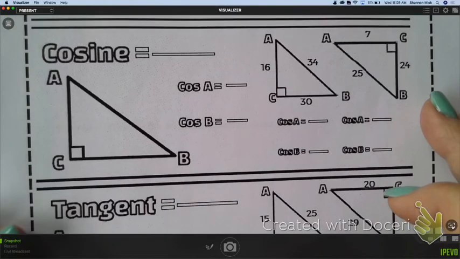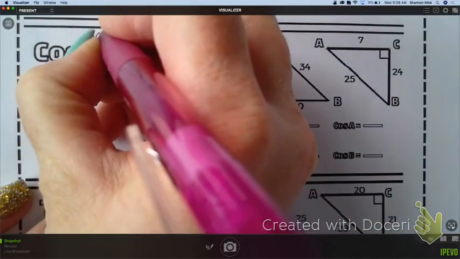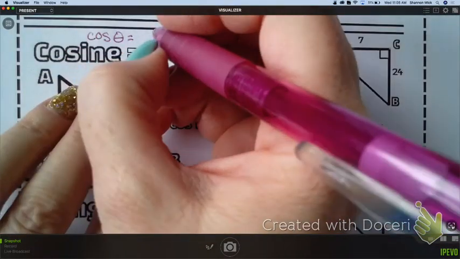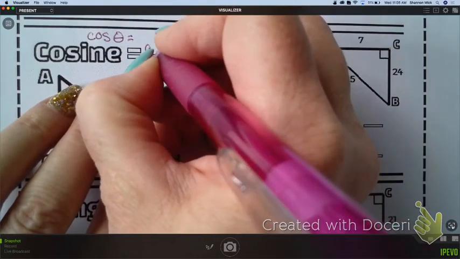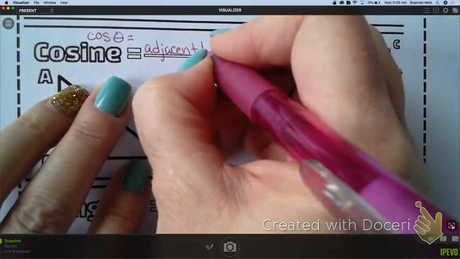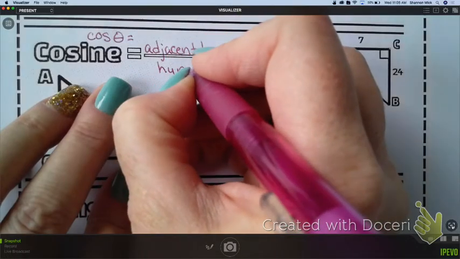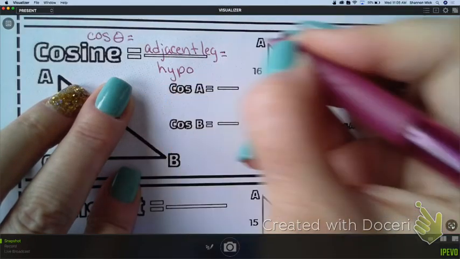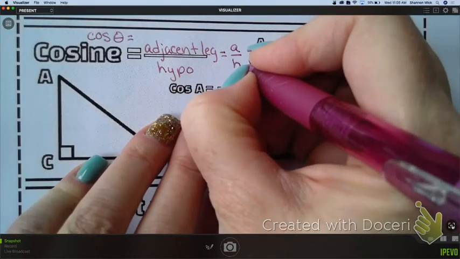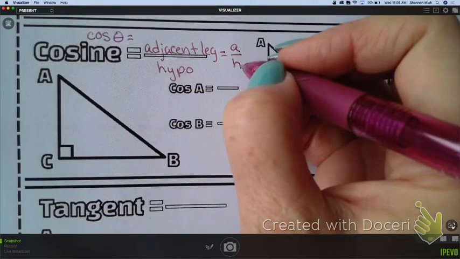Okay, next is cosine, and we abbreviate cosine COS. So the cosine of theta is equal to the adjacent leg over the hypotenuse. So guess what we abbreviate that as? A over H. A stands for adjacent leg, H stands for hypotenuse.